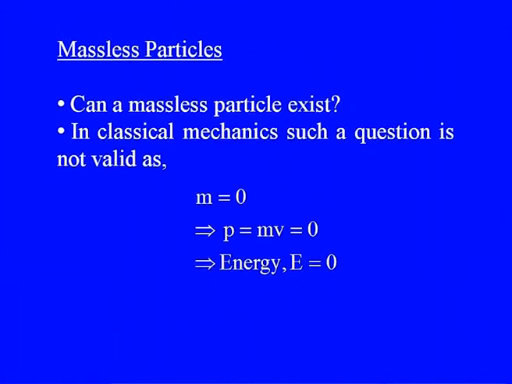In classical mechanics, such a thing doesn't exist at all, because what is massless in classical mechanics? Nothing. Unless you have an object which is material matter, you say it's massless, then of course the object is not there. If you take this argument a bit further, if m is 0, the momentum is 0, the energy is 0, so such a question doesn't arise at all. So a massless particle cannot exist in classical physics or in a non-relativistic situation.